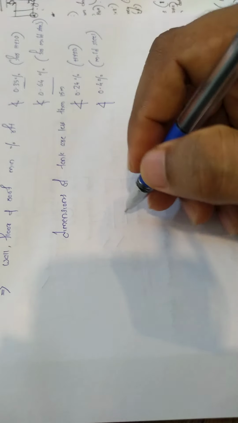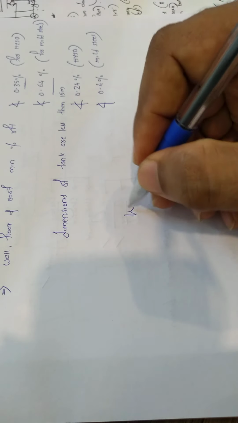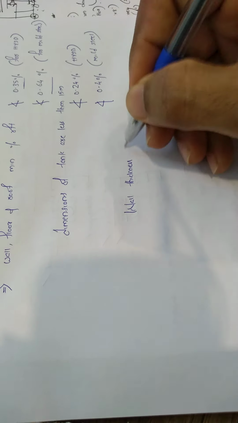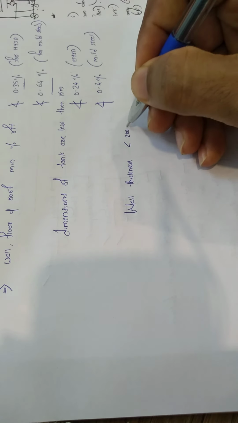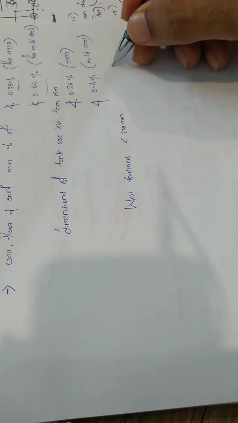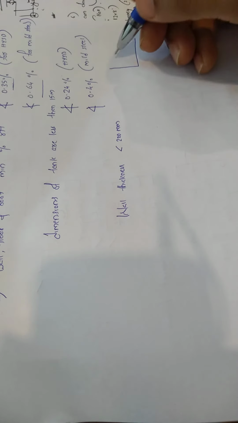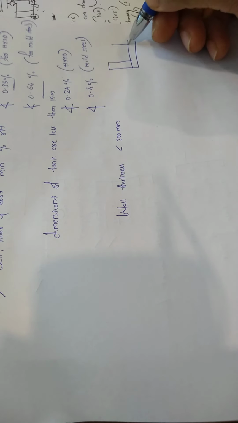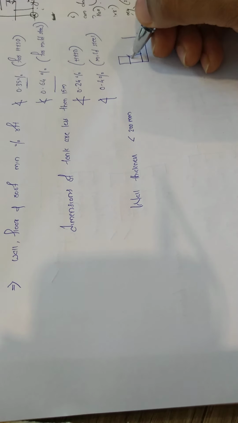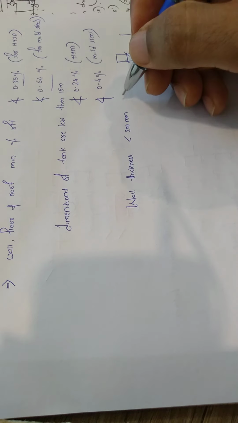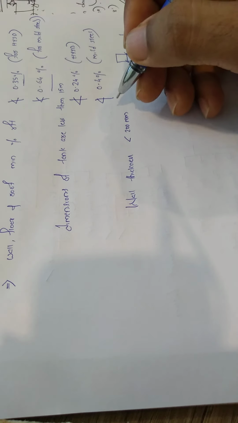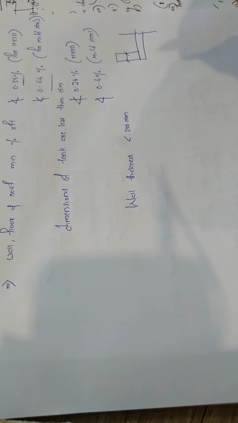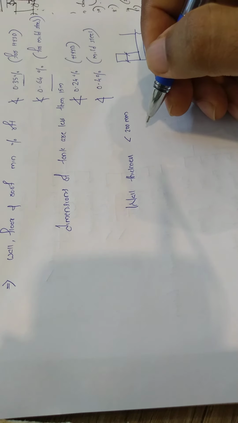Also, if the wall thickness is less than 200 mm, so we have a tank, so this is the tank, this is the wall, okay, it's the floor and this is the wall. So if the wall thickness is less than 200 mm, we need to provide only one layer of reinforcement. Okay, one layer of reinforcement is sufficient.